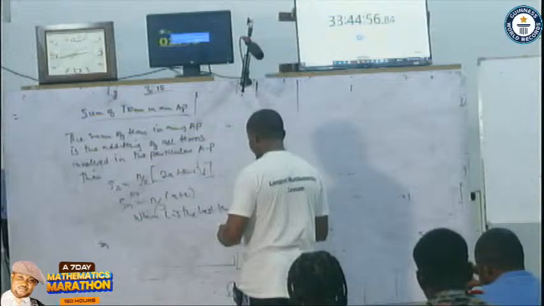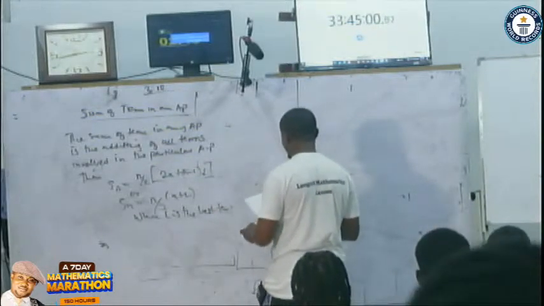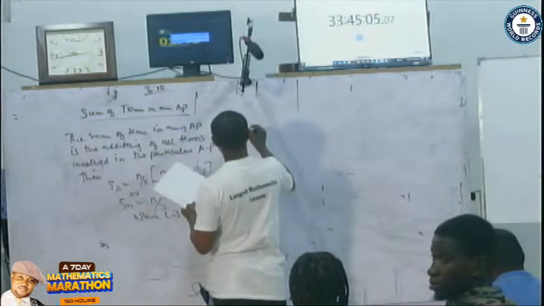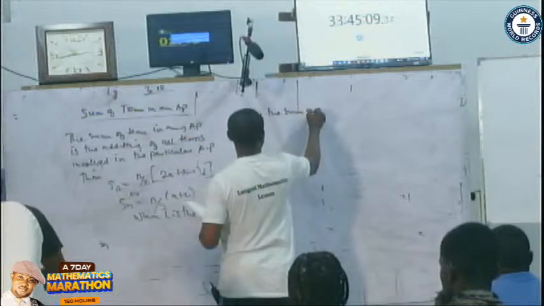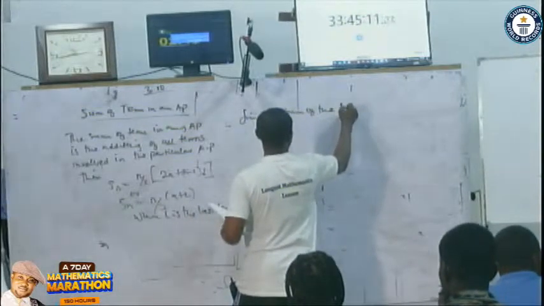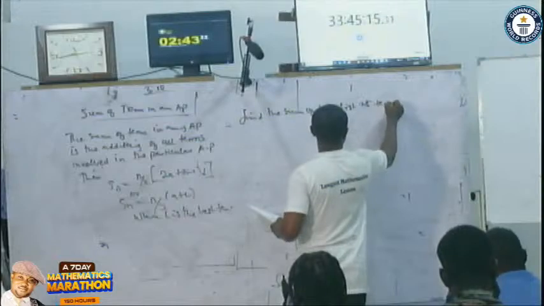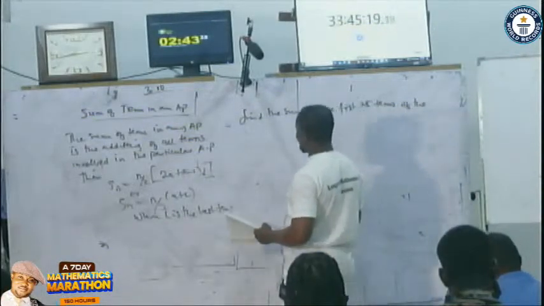So let's go. They say find the sum of the first 25 terms of the sequence.